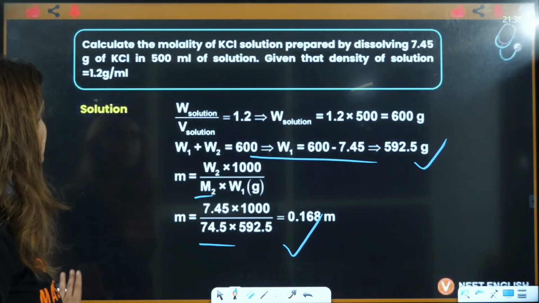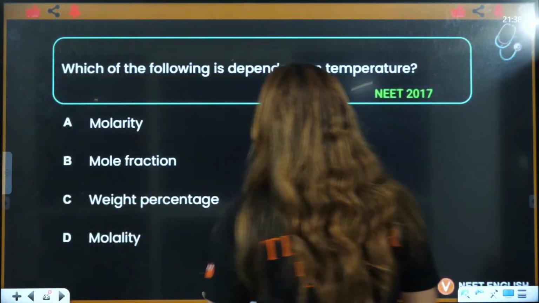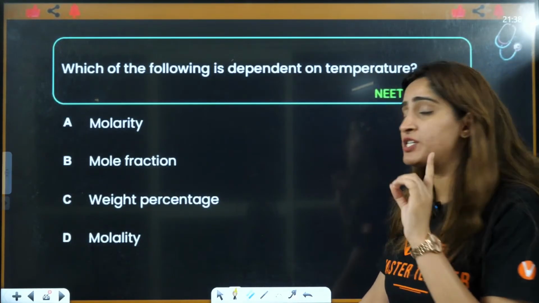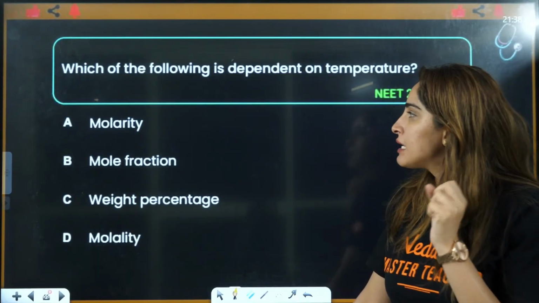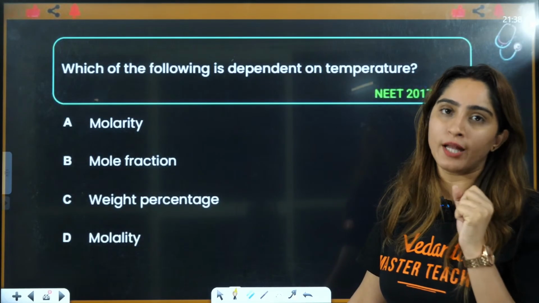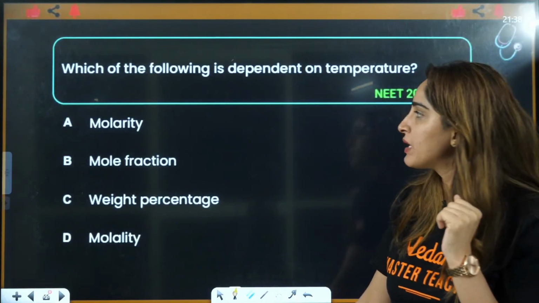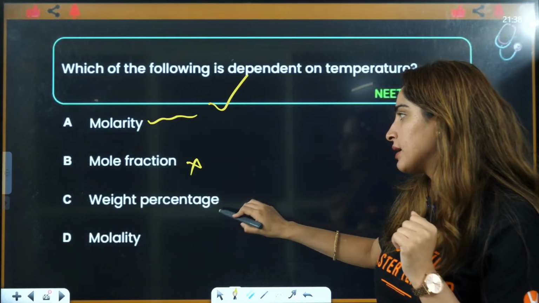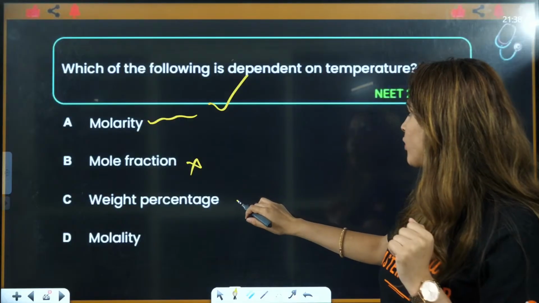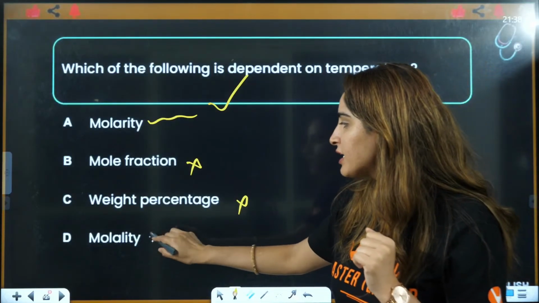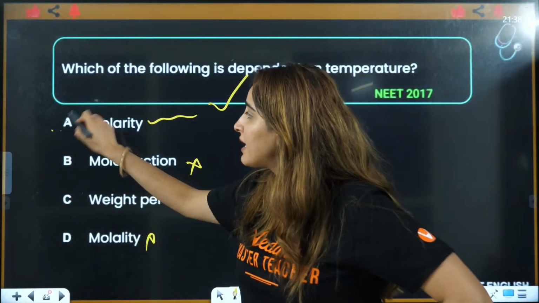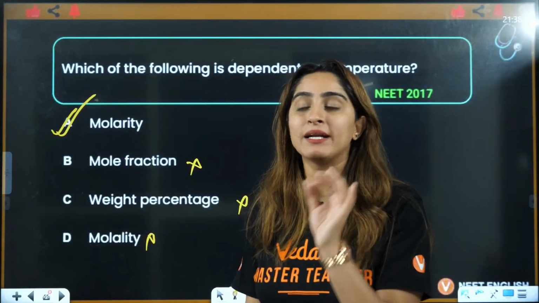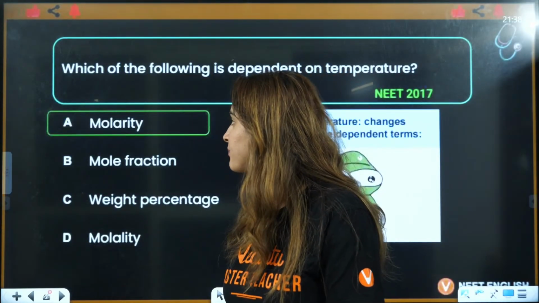Okay, next is, which of the following is dependent on temperature? This is a question of 2017. The one which is dependent on volume is dependent on temperature. Weight is not dependent on volume, and molality is also not dependent on volume. That means molarity is dependent on volume, so molarity is dependent on the temperature. So the answer will be A.